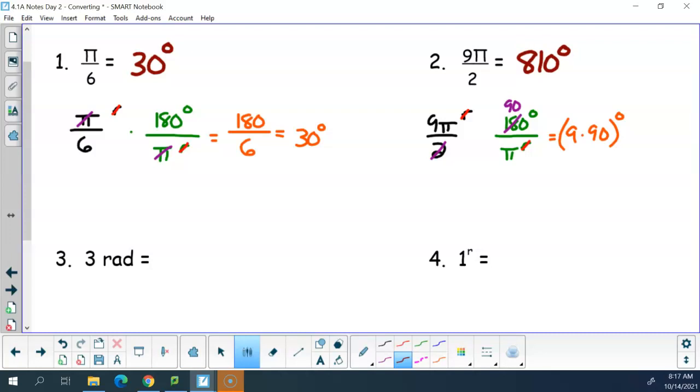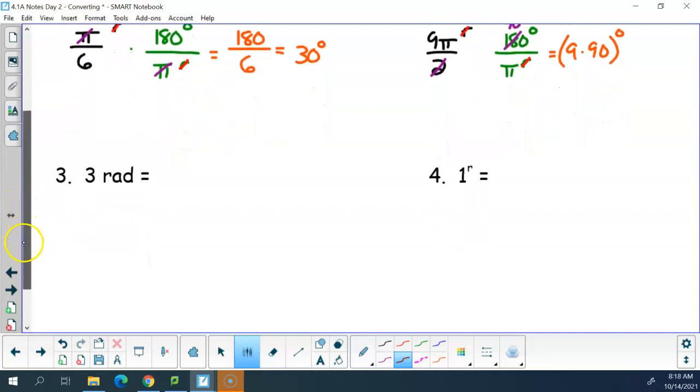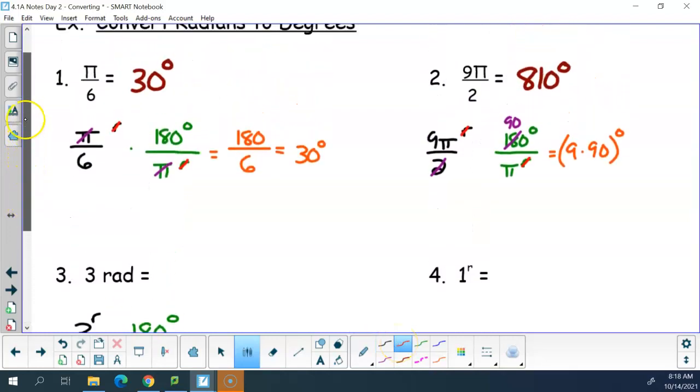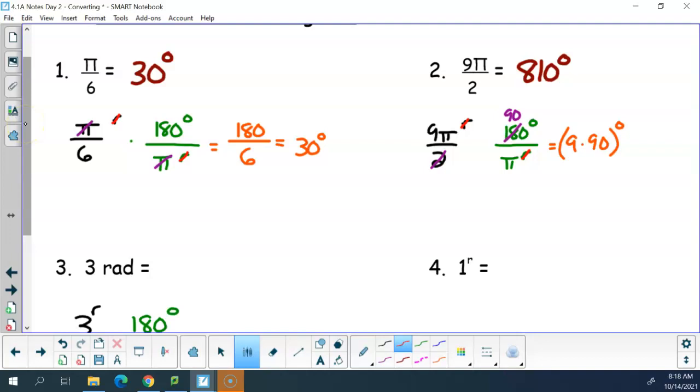I get 810 degrees for the first one. How do you have 810 degrees? It just goes around, it goes over on top of itself. So it goes around twice, and then another 90 degrees. Well, 2 1/4 times.